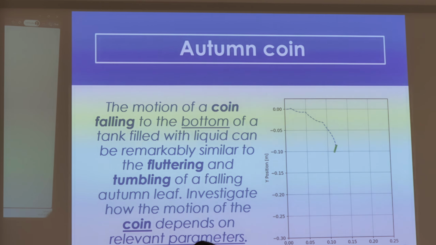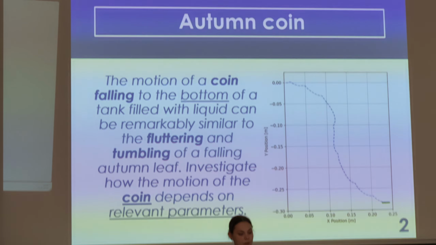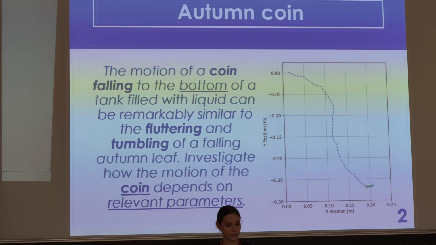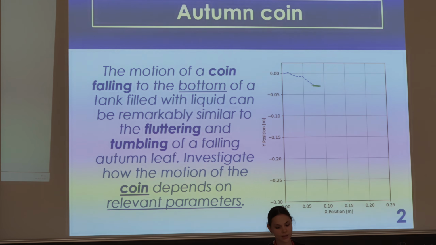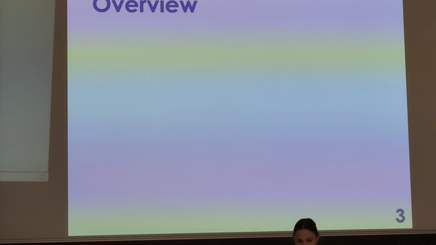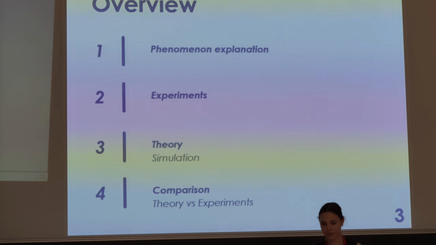Problem number 12, the autumn coin. The motion of a coin falling to the bottom of a tank filled with liquid can be remarkably similar to the fluttering and tumbling of a falling autumn leaf. We should investigate how the motion of the coin depends on relevant parameters. This is what you're going to see in my presentation.